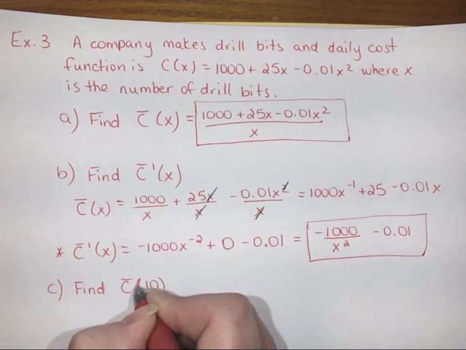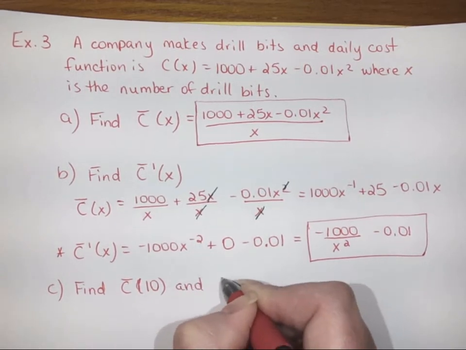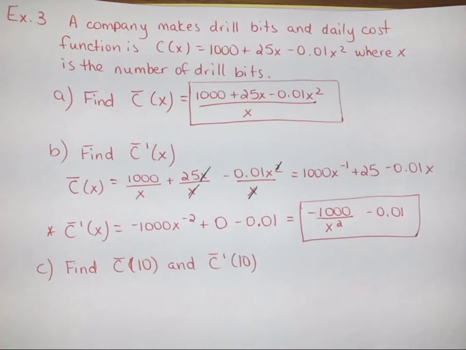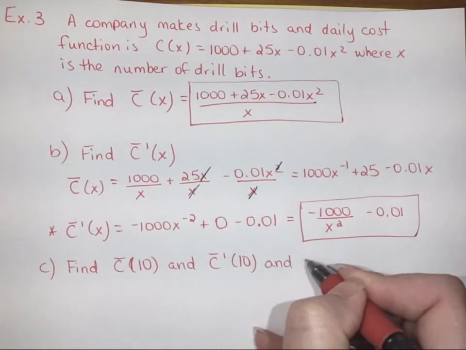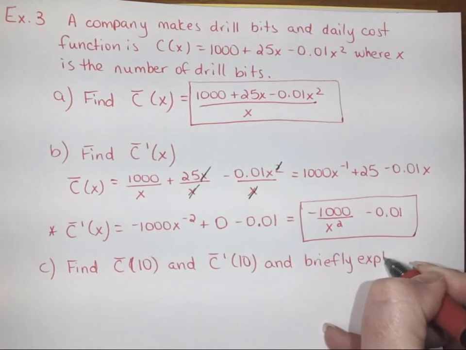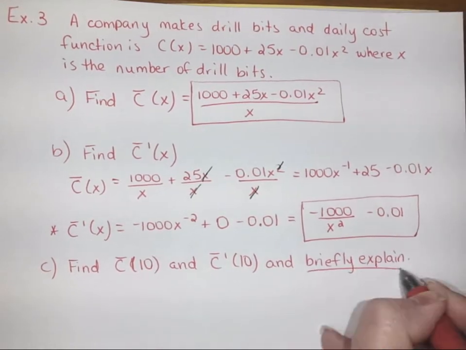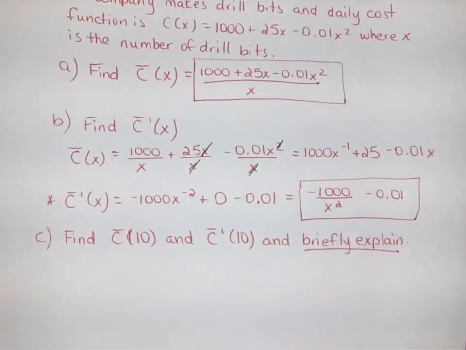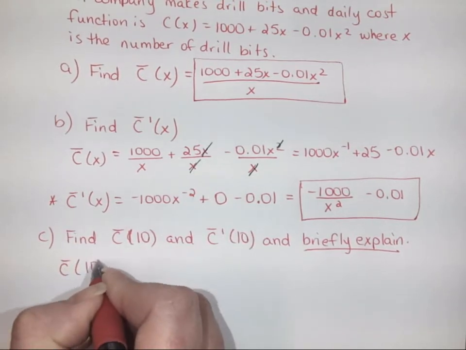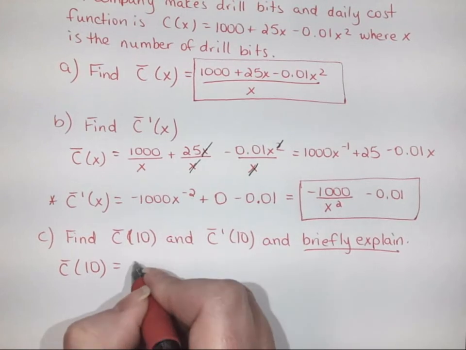All right, so I want you to find C bar of 10, and C bar prime of 10. And you're going to see this on test 1. I want you to briefly explain. When I say that, I just mean, like, if you get an answer of 4, I want you to tell me what that answer of 4 means. Is it $4? Is it $4 per unit? Is it a rate of change or something like that? I want you to indicate to me that you understand what it is that you're getting, not just write down a number and not really know where it came from.